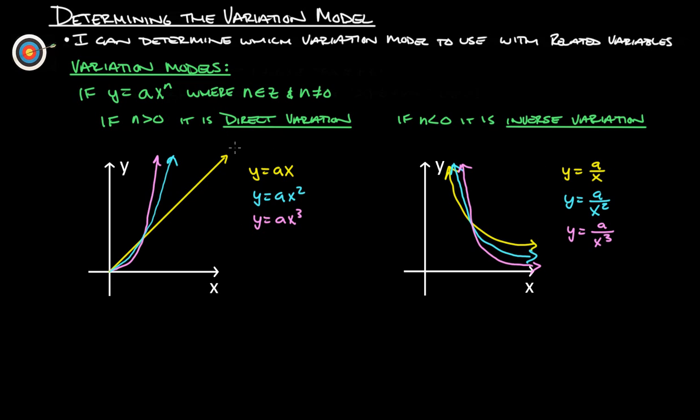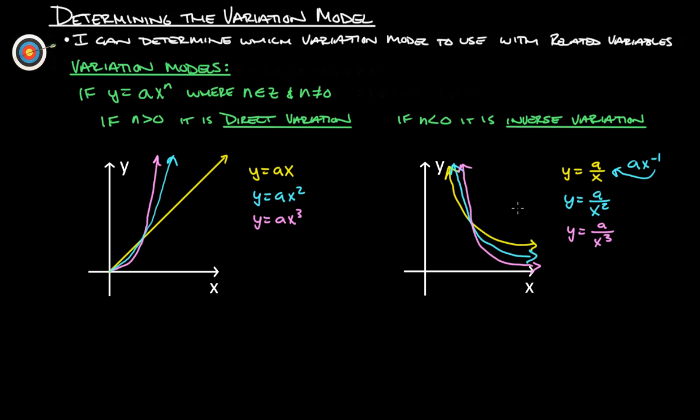So for example, if it's 1, here's y equals ax to the first. Here's y equals ax squared. Here's y equals ax cubed, and so forth. If n is less than 0, so that would be -1, -2, -3, it's considered to be inverse variation. So there's y equals a over x, because if you'll remember from before, ax to the negative first is the same thing as a over x. So that would be this yellow one, and then y equals ax squared would be this green one, the turquoise one, and then y equals a over x cubed would be this pink one here.